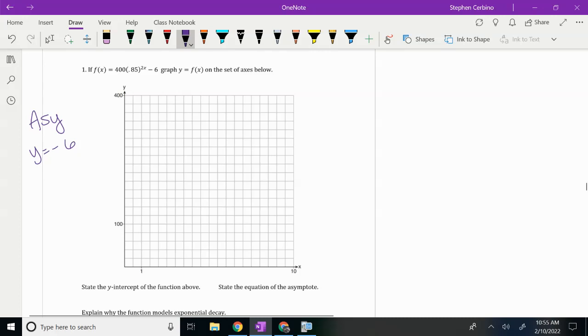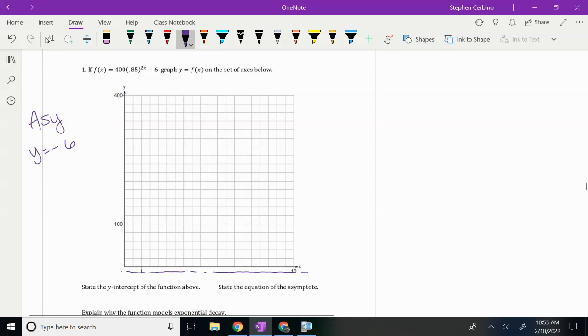So if this is 100, each one of these boxes is worth 20. So negative 6 is going to be this very small line like that. Oh, no. That would be positive 6. Negative 6 isn't even going to be on here. It's going to be down here somewhere, right?